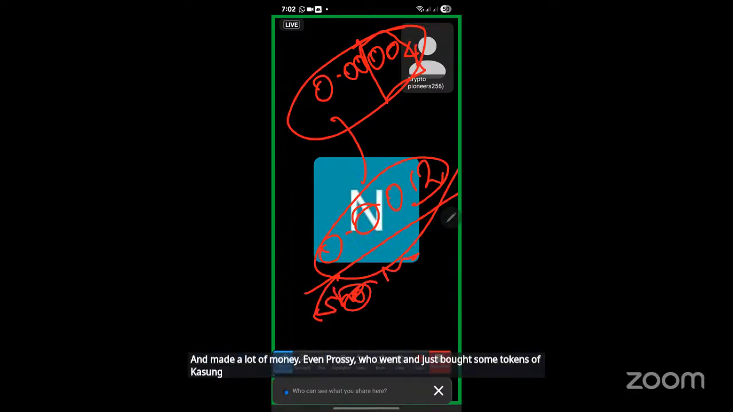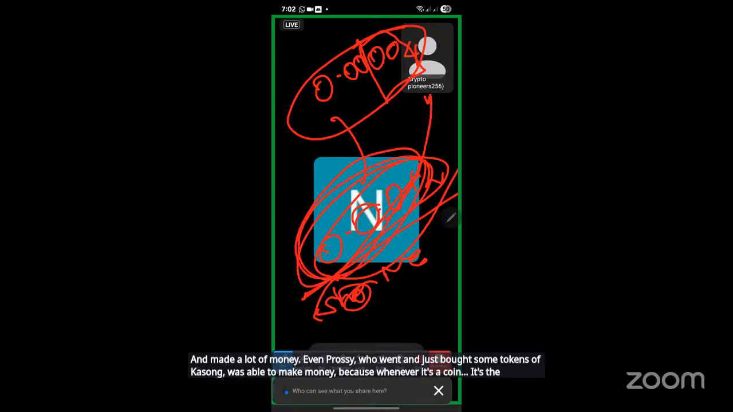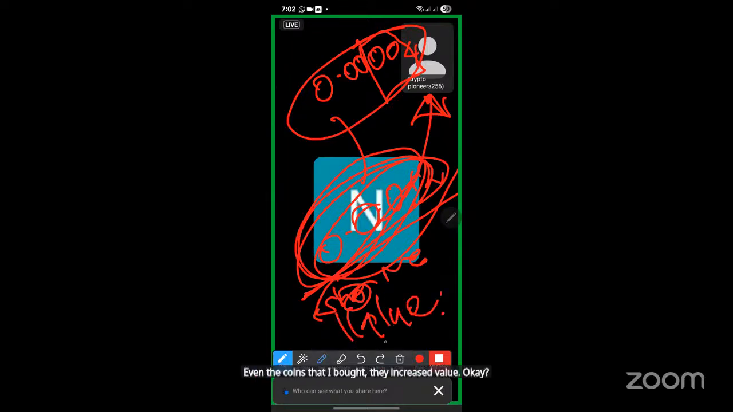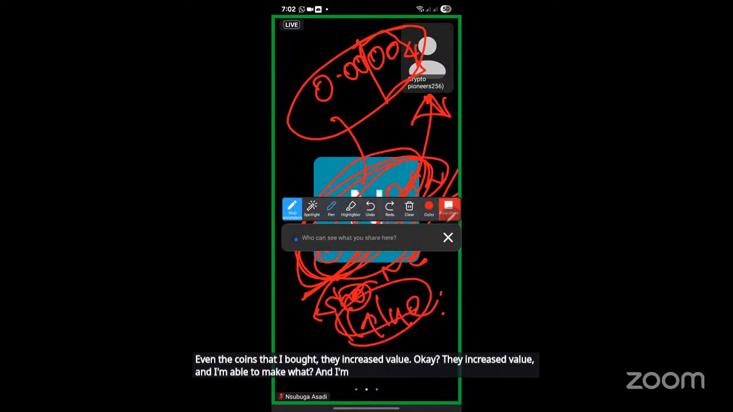Even Prosi, who just bought some tokens of Kasongo, was able to make money, because whenever its coin market cap went up, even the coins that I bought increased in value, and I'm able to make money. So when they talk about tokenization, that's what they mean.